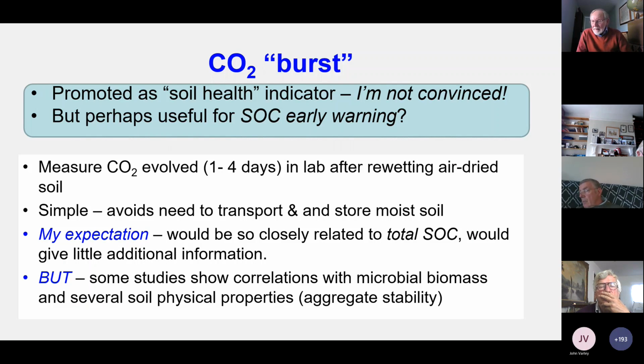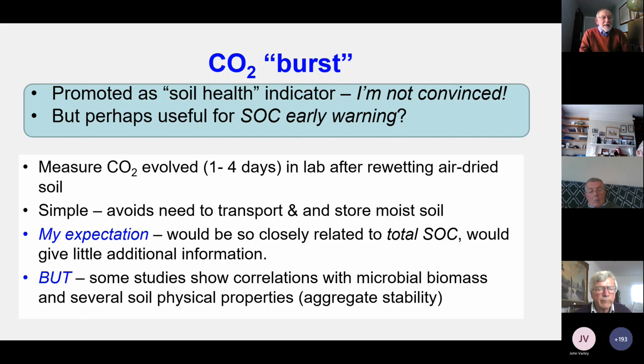Another technique that's around, and some of you will be aware of this, is what people tend to call the CO2 burst. Now, some of the soil testing companies promote this as a soil health indicator. Now, frankly, I'm not actually convinced that it really is an indicator of soil health, but that's a debatable point. Excuse me. But it looks like it might be useful for giving early warning of soil organic carbon changes.